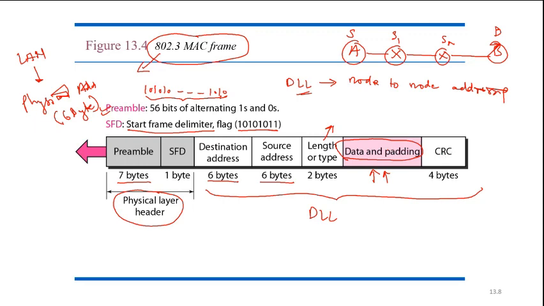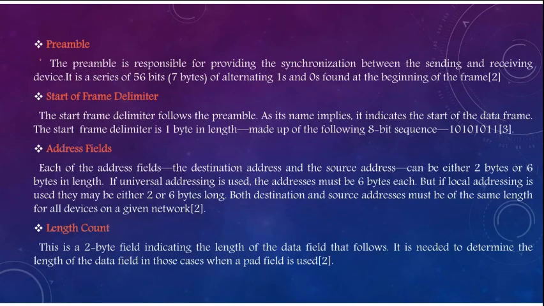And the CRC, the cyclic redundancy check for error detection and correction, is of 4 bytes. So this is the frame of the 802.3 standard, the basic Ethernet frame. Now we will go through the meaning of each field. The preamble is responsible for providing synchronization between the sending and receiving device. It is a series of 56 bits, 7 bytes, of alternating ones and zeros found at the beginning of the frame.